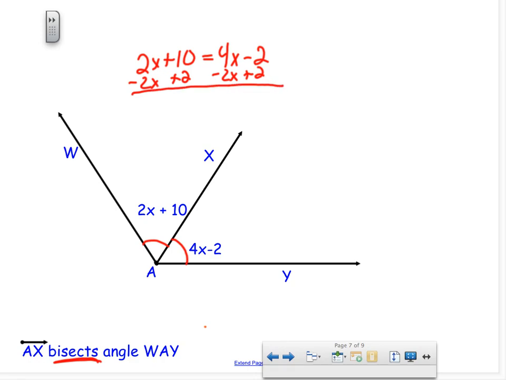Doing my algebra work, 2x's cancel out, I get 12 equals 2x over here, so x is 6. And I found the value of x. I could then find the measures of the angles and check to make sure that's true. That's 2 times 6 is 12, plus 10 is 22. 4 times 6 is 24, minus 2 is 22. Each angle is 22 degrees. The whole thing would be 44. Now, not drawn to scale, obviously, in this case, but that is the way that it works out. That's the way the numbers work out in this case.